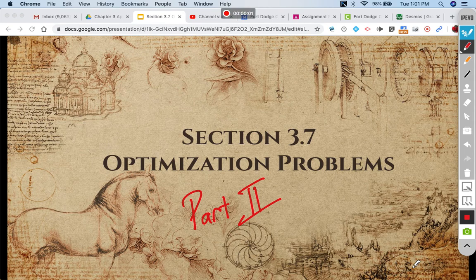Welcome back to section 3.7. We're dealing with applications of derivatives and these optimization problems. In part 1, I basically went through the procedure for doing this and now I'm working examples. I have one more example to work through, which I saved for this one because the other video was getting a bit long.